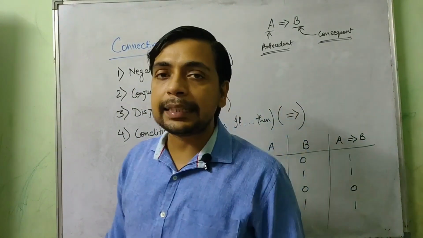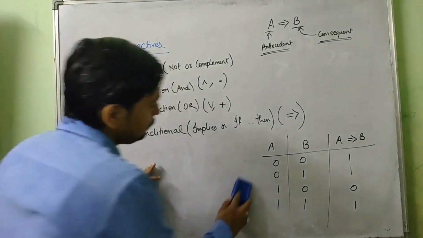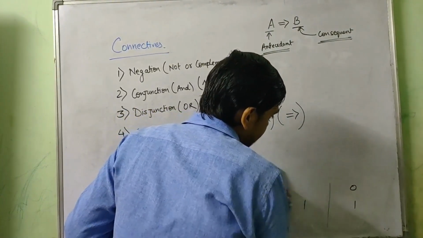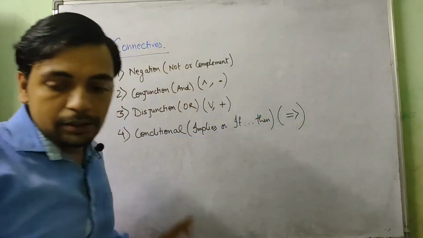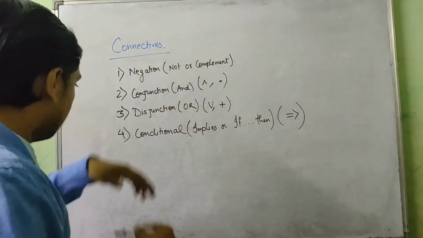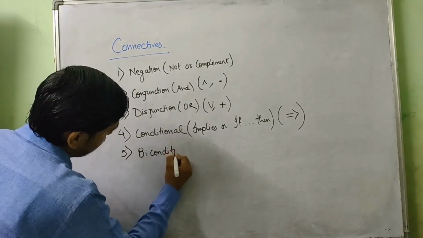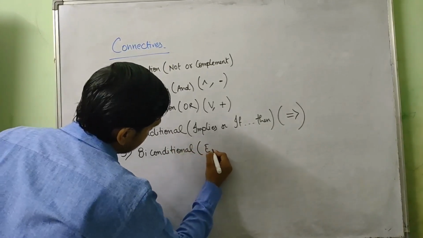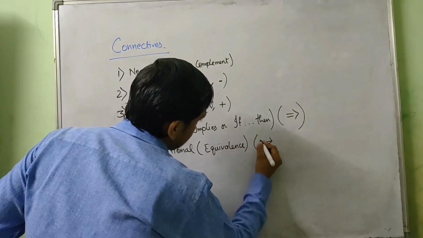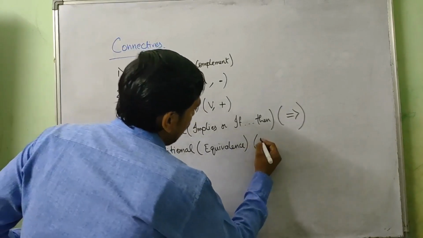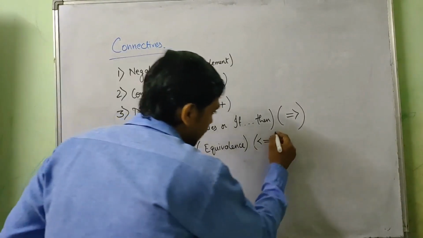The next and the last connective that we are going to study is the biconditional connective. Biconditional connectives are also known as equivalence connectives. And the symbol for this is a double-sided arrow, almost like the equilibrium symbol in your chemistry, not exactly but almost.